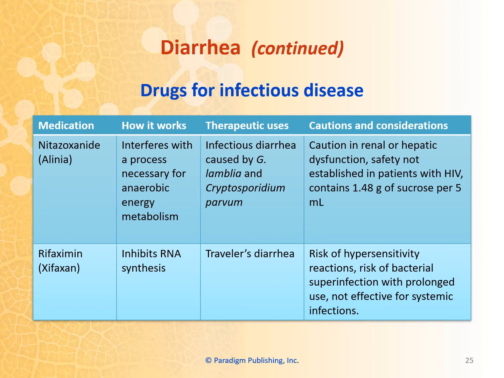The medications that are used to treat infectious diarrhea are Alinia and Xifaxan. Those are prescription only. They work by interfering with the process necessary for anaerobic energy metabolism, and Xifaxan inhibits RNA synthesis.